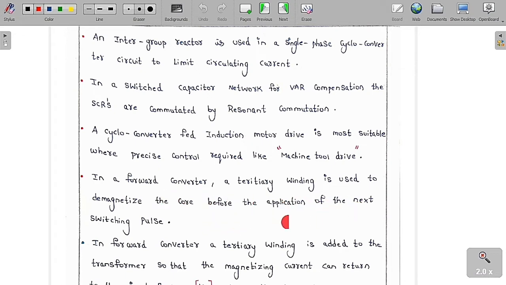In a forward converter, a tertiary winding is used to demagnetize the core before the application of the next switching pulse.